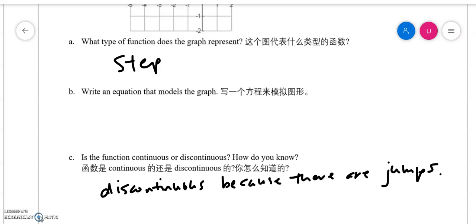All right, so make sure you do part B, write your equation, and then please do the rest of this packet. They're very short questions, so you should have time to finish it. All right, email me if you have any questions, and stay safe.